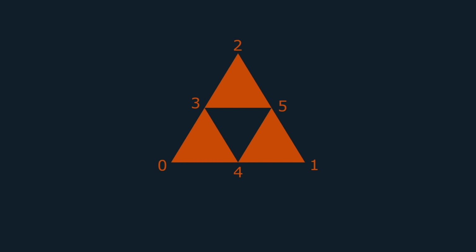In order to prevent that, we need to make use of an index buffer. An index buffer tells OpenGL the order in which it should go over vertices. Here, it first goes over 0, 4, 3, then 4, 1, 5, and then 3, 5, 2. We solve the problem of duplicate vertices by simply visiting the same vertices twice using indices.